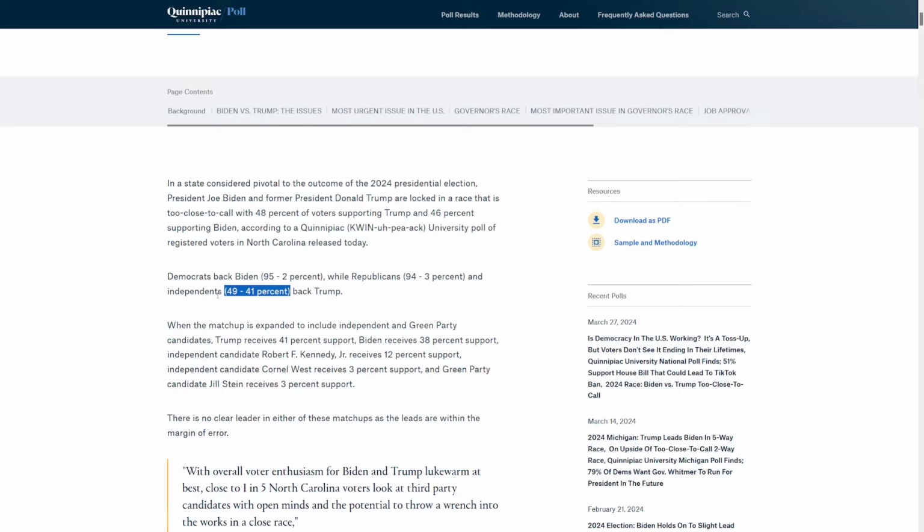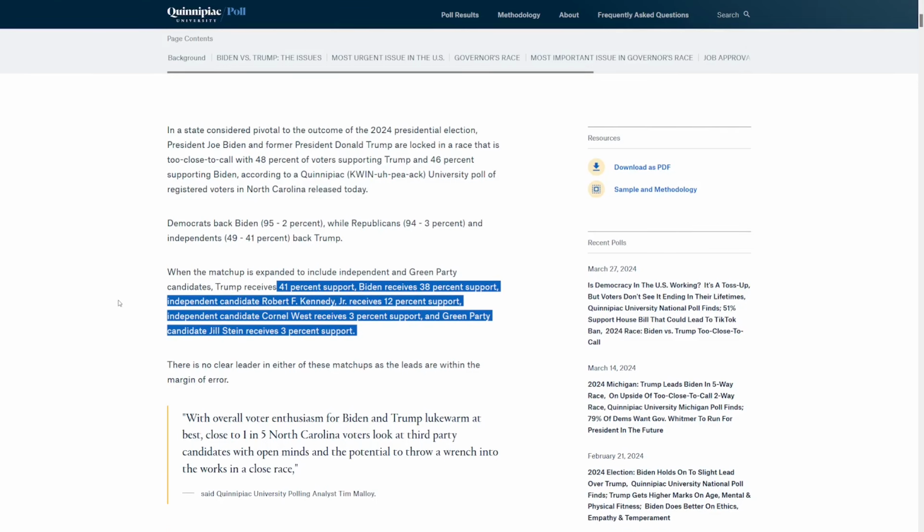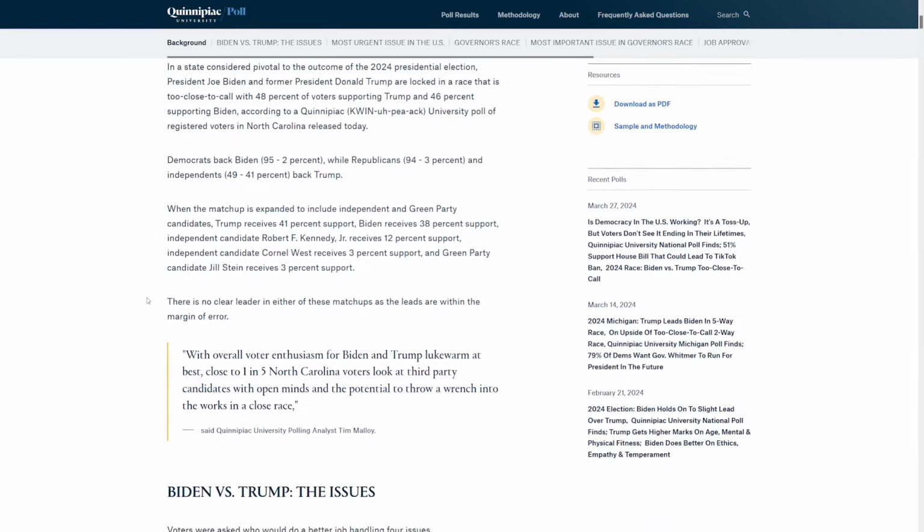If we add in the third party, then Trump loses 7 points. He goes down to 41. Biden loses 8 points. He goes down to 38. Kennedy pulls in 12%, and both Cornel West and Jill Stein pull in an impressive 3% each. So it's close. Nobody at 50%. For the most part, we've seen Trump maintain an advantage in this state.